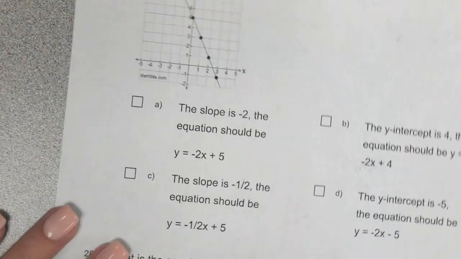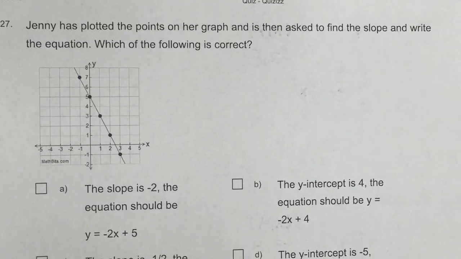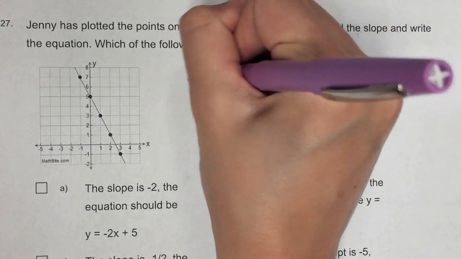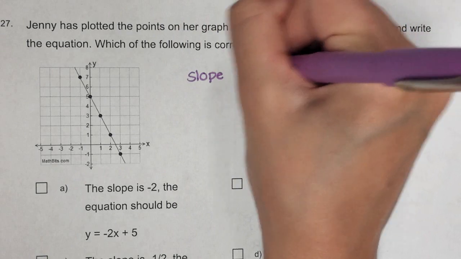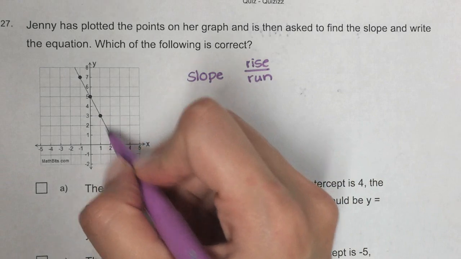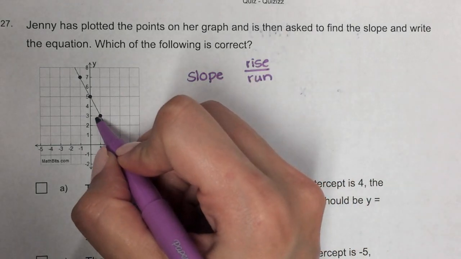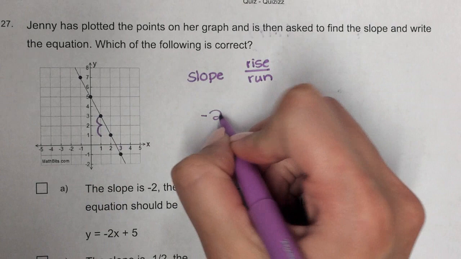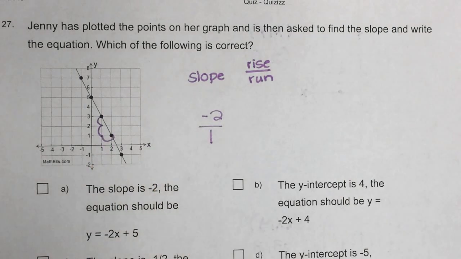Almost done. We've got 2 more questions. Jenny has plotted the points on her graph and is then asked to find the slope and write the equation. Which of the following is correct? Okay, so to find slope, you got to do rise over run. Or you could put the points in a table and use your calculator. But we're going to practice rise over run. So I pick 2 of the pretty points. And I am going down 2, so negative 2 over 1.